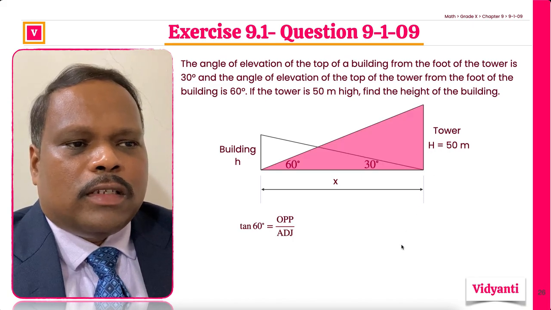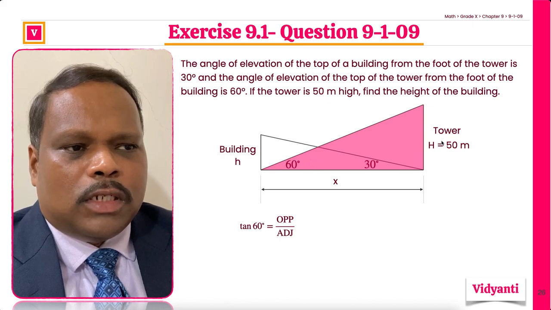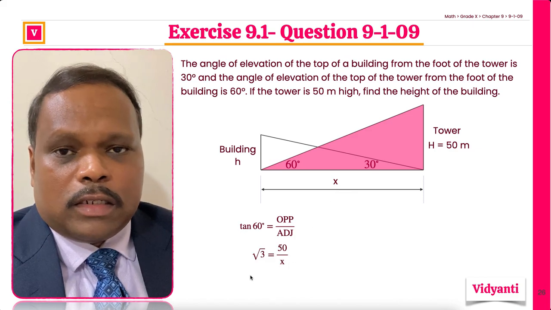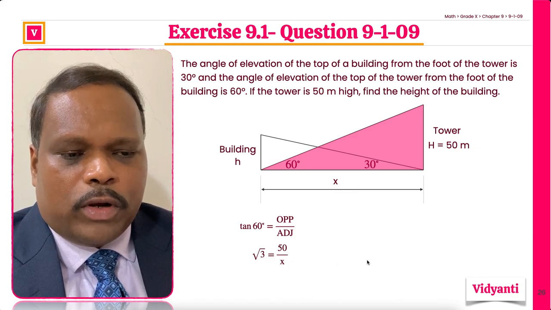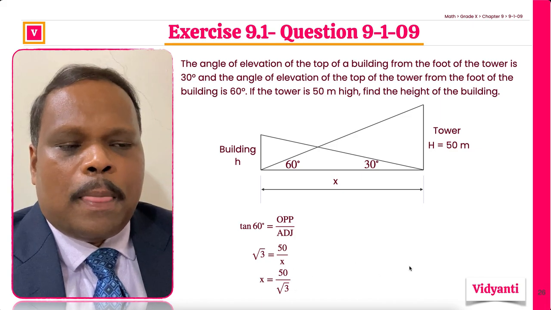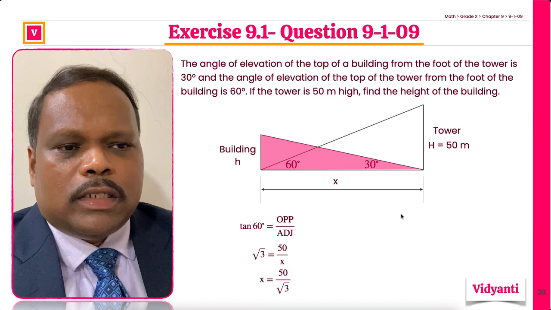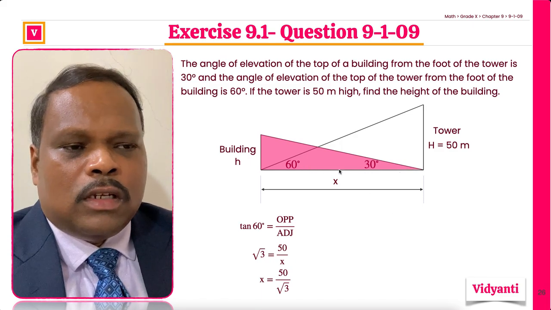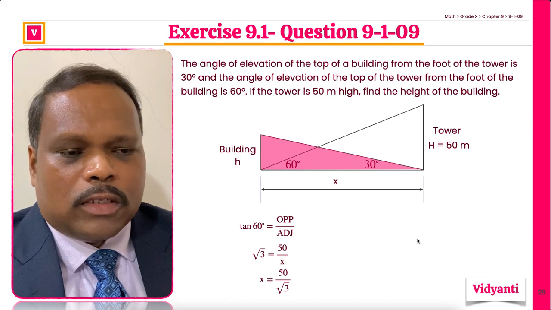First we'll consider this triangle, and we'll say opposite in this case is 50, adjacent is x, tan 60 is root 3, so root 3 equals 50 over x. So x is this one. Now this we will utilize for the second triangle. Again, here it doesn't matter whichever angle you take first. There is no smaller and bigger for this one.